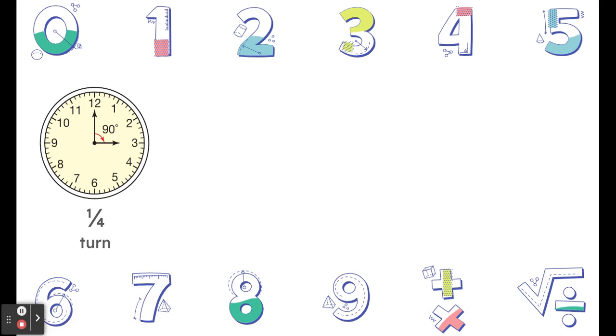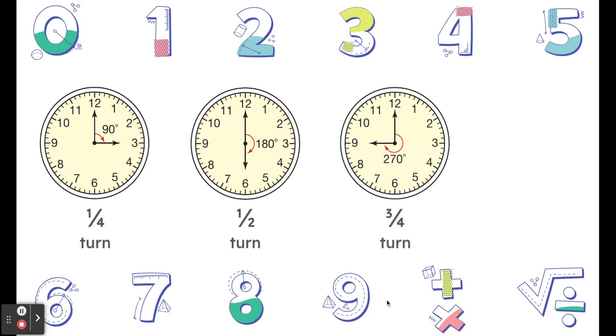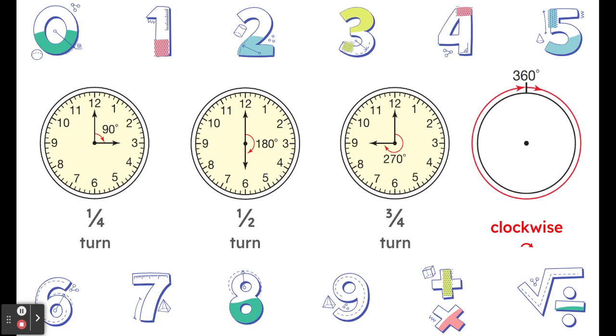And each quarter turn represents 90 degrees. So here we see a quarter turn represented by the hands on this clock. A half turn is 180 degrees. A 3/4 turn is 270 degrees. And a complete turn measures 360 degrees. Now, it can be really helpful to think of the hands of a clock when we visualize rotations. That's why this is a clock image that I chose to use here.